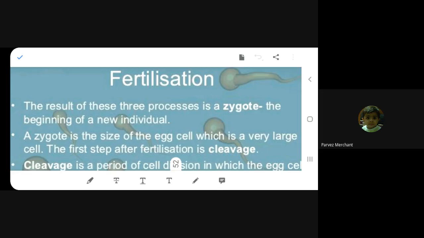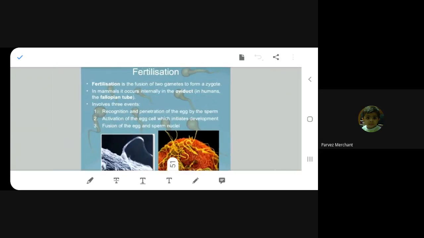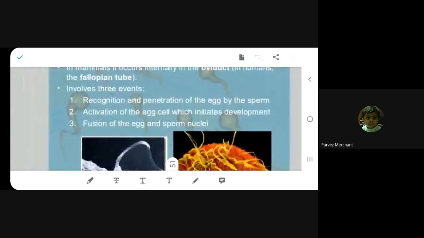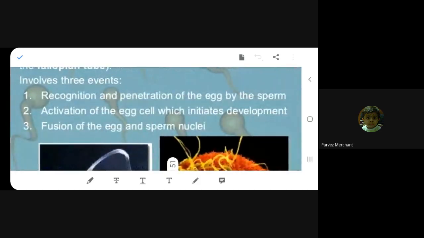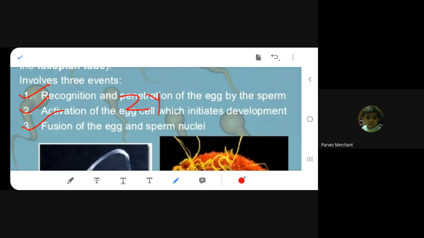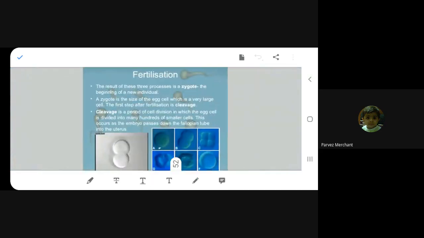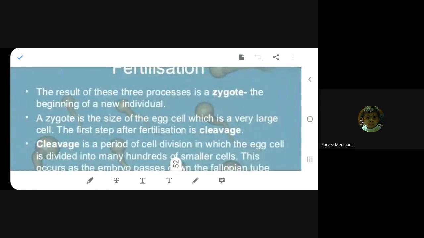These three processes give a zygote, the beginning of a new individual. So, what are the three processes that we saw just now? One, two, three. After these three processes, what do we get? A zygote. Understood? So now, after these three processes, we got a zygote, and a new individual will come into existence.